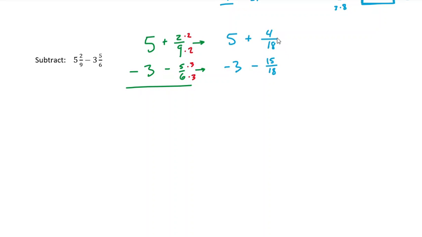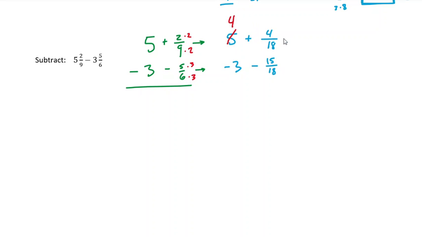Okay, now I can see the denominator is the same, so I'm doing 4 eighteenths minus 15 eighteenths. There's not enough. And I've got this whole number here, 5, that I can borrow from. So I'm going to borrow from the 5. I'm going to make it a 4. And I'm going to add 1 whole to the 4 eighteenths. But how do I do that? How do I add 1 to 4 eighteenths?